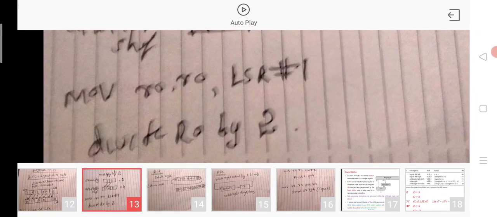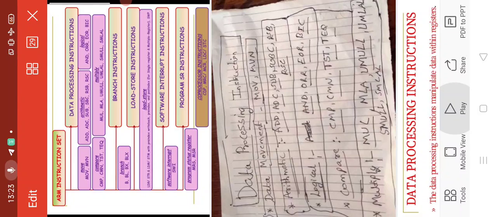Logical shift right is divide by 2, because if you do a right shift, this 4 will become 2, so it is divided by 2. This you remember. There are some important concepts we have to remember. Next, the barrel shifter is also used for these things.